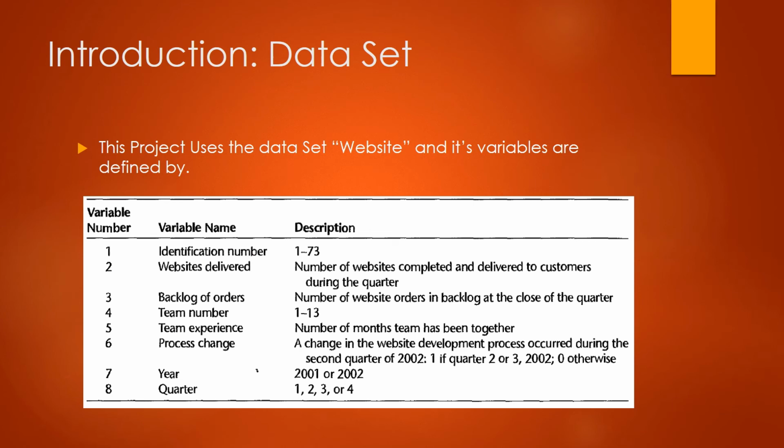My dataset that I chose for this particular project uses the dataset website. It has a number of variables: identification number, we didn't use that. Websites delivered, we used. Backlog of orders, we didn't use. Team number, team experience, process change, we didn't use that. We do use years to some extent, but not all the way through, and we're definitely using quarter. So quarter, team number, and websites delivered.